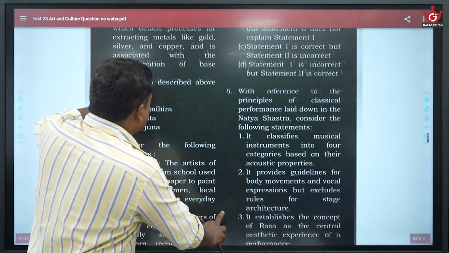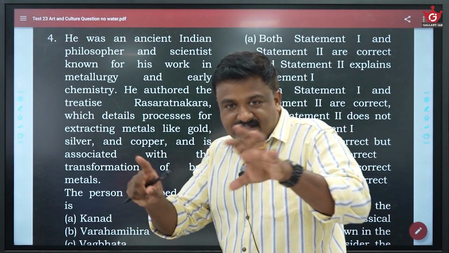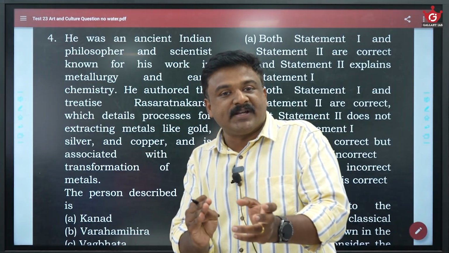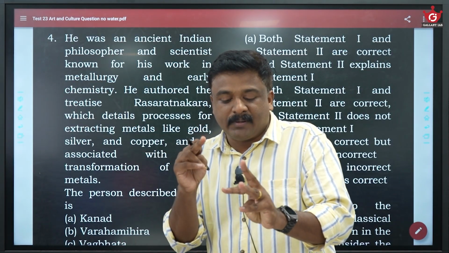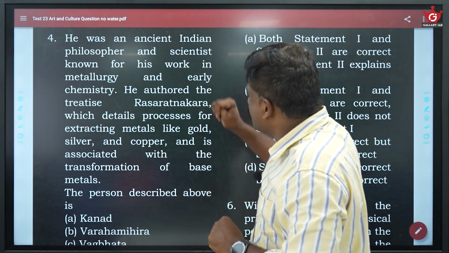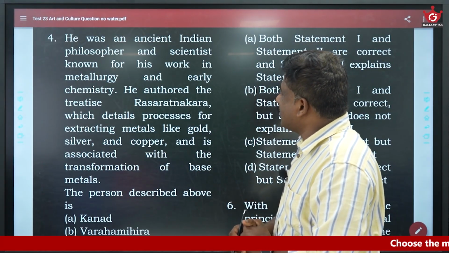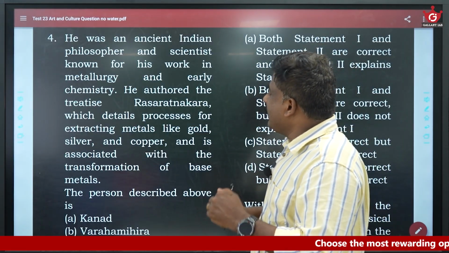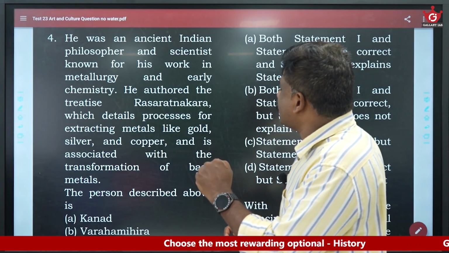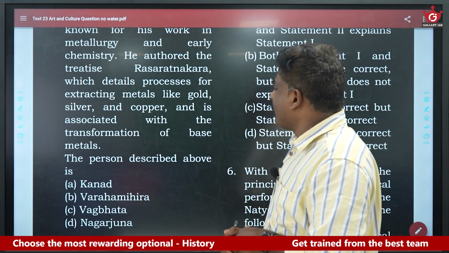Then moving on to the next question, question number 4. Have an idea of the classical dances, their states and all the elements associated with them, like their patrons or their proponents, the music or the theme; those things are important. Question number 4: he was an ancient Indian philosopher and scientist known for his work in metallurgy and early chemistry. He authored a treatise, Rasaratnakara, which details the processes for extracting metals like gold, silver, copper, and is associated with the transformation of base metals.